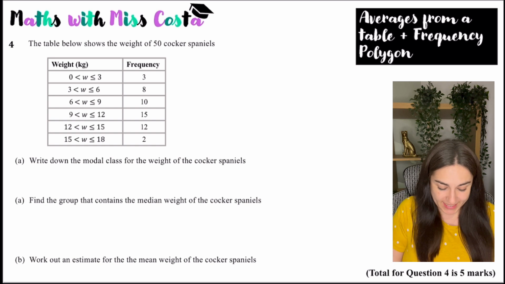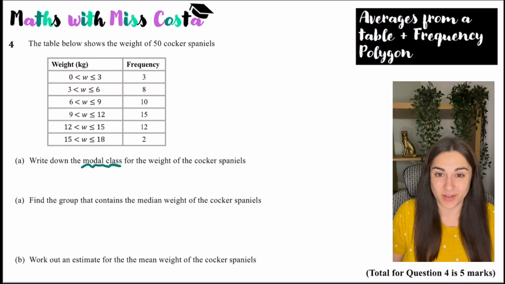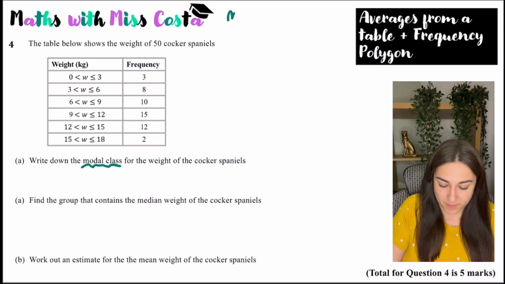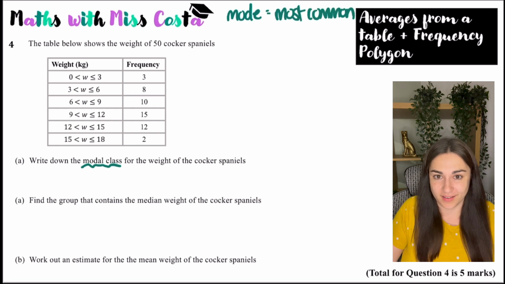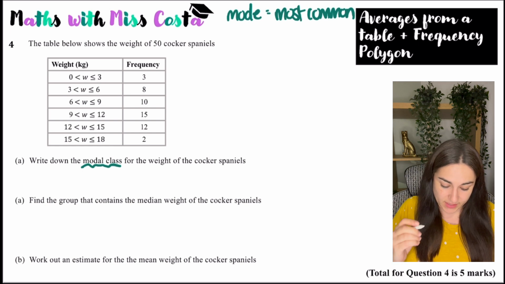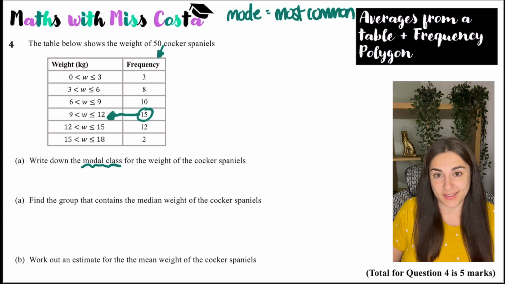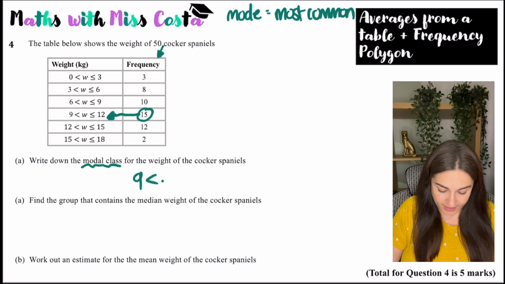And that, okay, so in this question, I'm told that the table shows the weight of 50 Cocker Spaniels. And I need to write down the modal class for the weight of the Cocker Spaniels. So the modal class literally means the class that contains the most amount of values. Remember, the mode is the most common, and modal is just the adjective version of the mode. So the modal class, because it's a class, it's not just one value. So you look at the frequency column and you look for the largest value. So 15 is the largest value. Therefore, the modal class is between 9 and 12 kilograms.